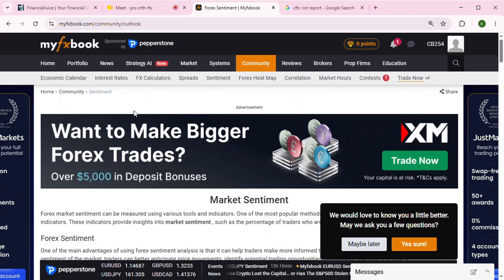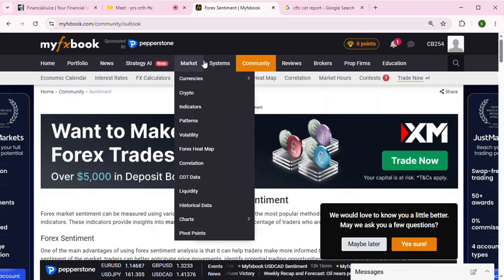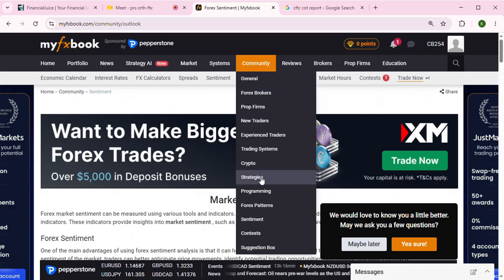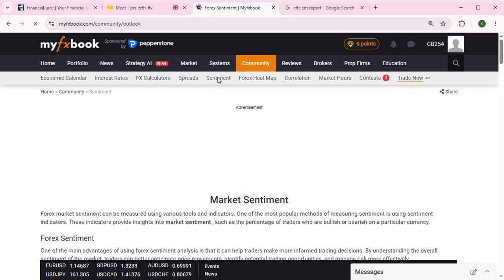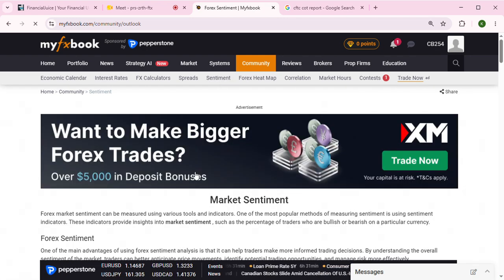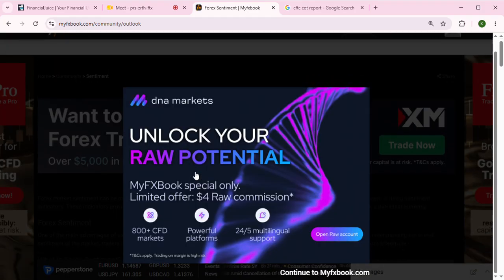So first, I start with sentiment analysis, and for sentiments, I like using my FX book. Once I go to my FX book, I come to the section where we have community, and down there you're going to see sentiment, or below systems you can see we have sentiment as well. You can click on it. Then once the page opens, just drag down.